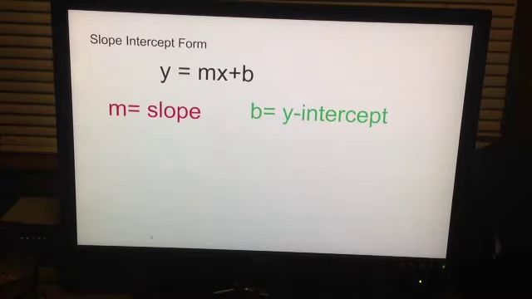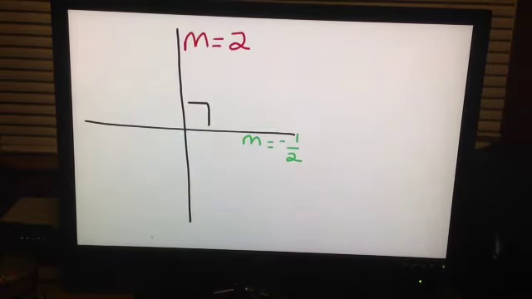The general form of a linear equation is slope-intercept form. y = mx + b. m equals slope, and b equals the y-intercept. The slope of a perpendicular line passing through another line is the opposite reciprocal of the line it passes through. For example, the slope of one line is 2. The perpendicular line that passes through it would have the opposite reciprocal, which would be negative 1/2.